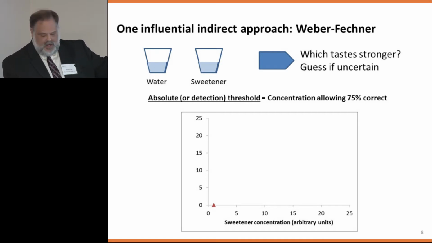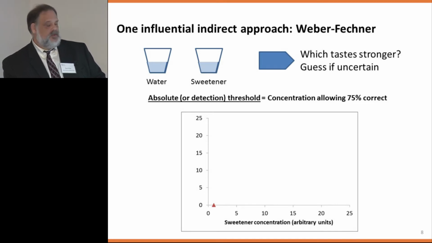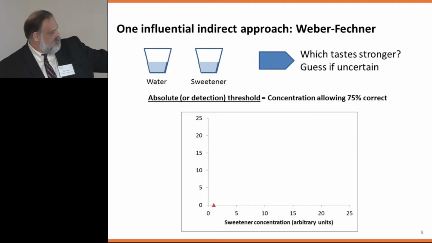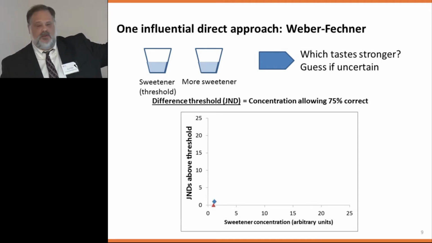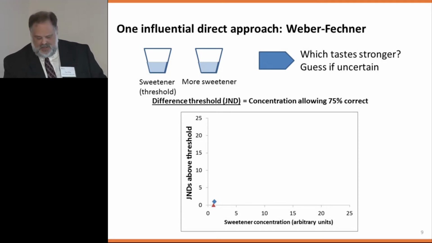Okay, we can take that threshold concentration, put it in a cup, and then give people higher variable concentrations. Their job, again, is to say which is stronger. We find the concentration that allows them to do that 75% of the time. And then now I can plot what this axis that I skipped over was. The y-axis then is number of JNDs, or just noticeable differences. That's kind of an obvious way to state it. I like it that way. So number of JNDs above threshold.